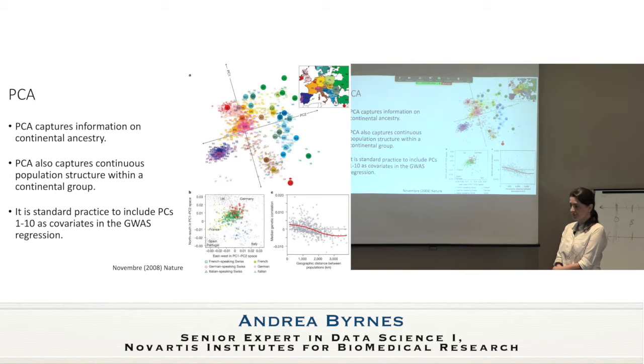PCs also sometimes can capture not just ancestry, but technical artifacts. So if some of your sample was genotyped on one chip and another part was genotyped on another chip, these are again genome-wide things that would be aggregated across a lot of SNPs. So it's not just stratification that PCA can help adjust for. I think it's useful.